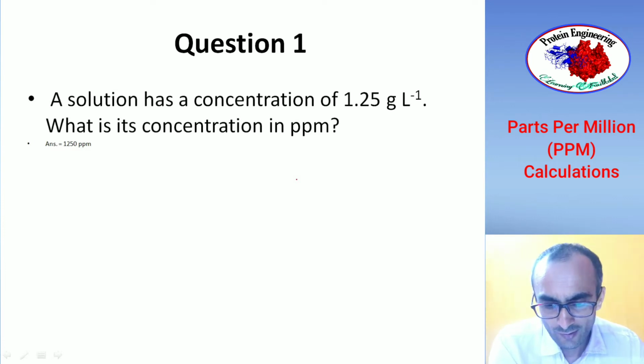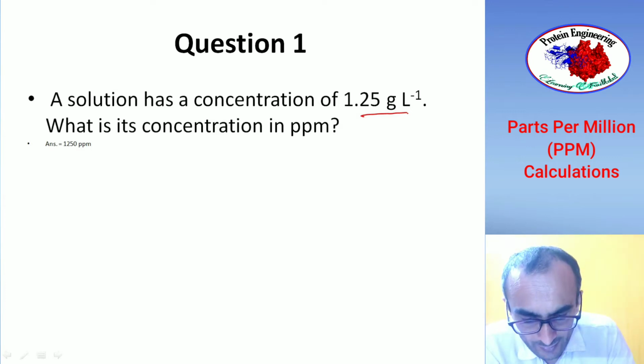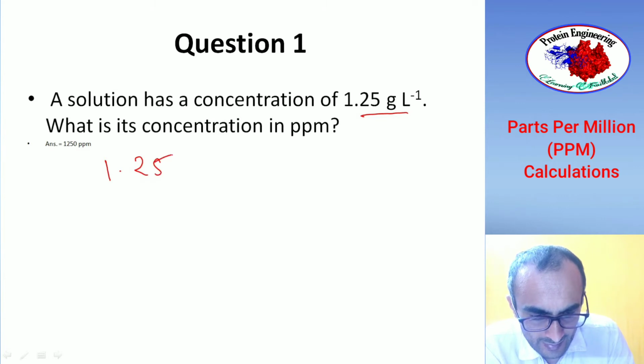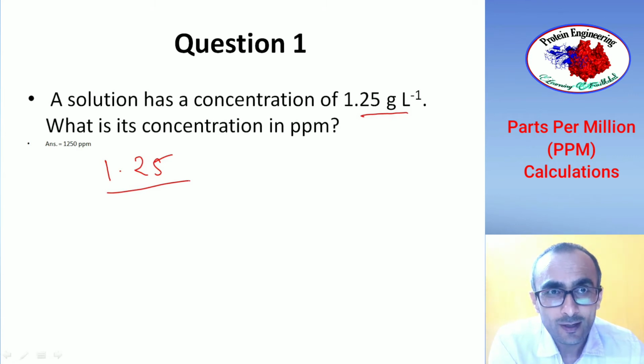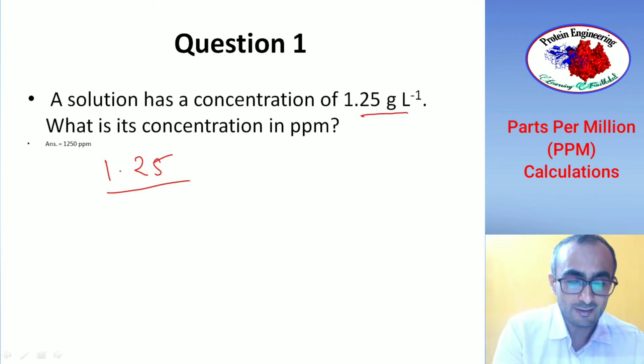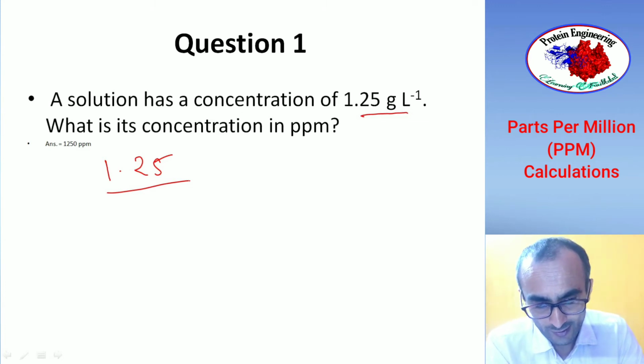For example, in a question you have a solution with a concentration of 1.25 gram per liter. What is its concentration in ppm? So what is given? You have 1.25 gram, and that is in 1 liter. So 1 liter also you need to convert into gram, and we know that as per water density, 1 liter of water is equal to 1 kilogram, and that is equal to 1000 gram. So when you convert 1 liter water into gram, that would be 1000.